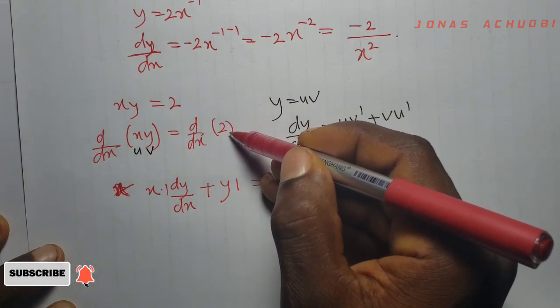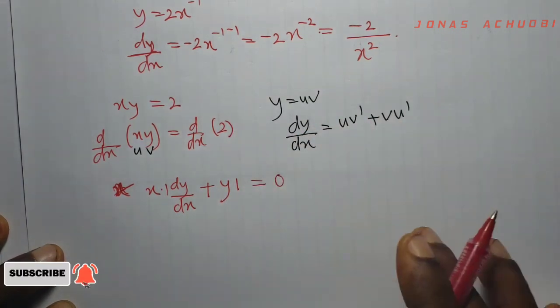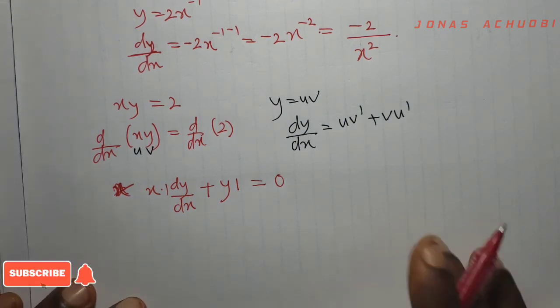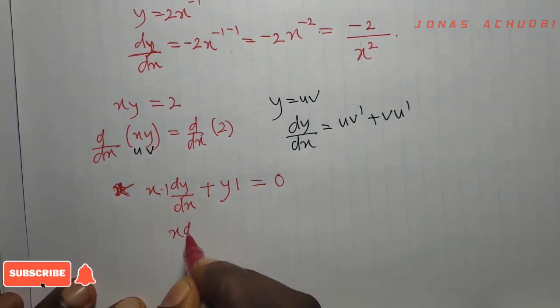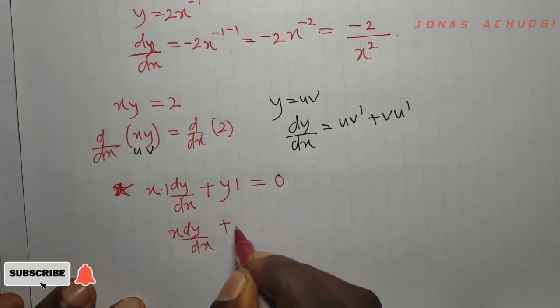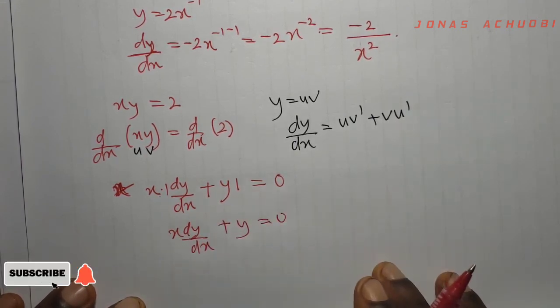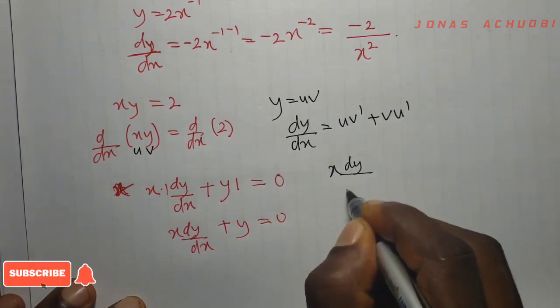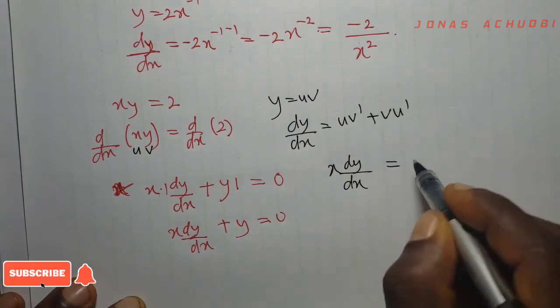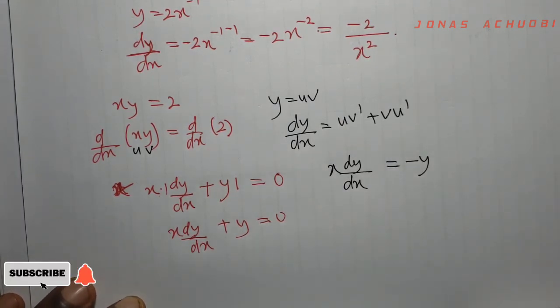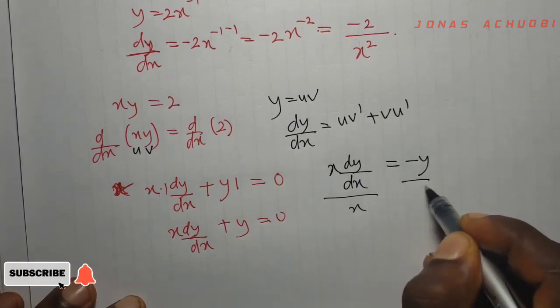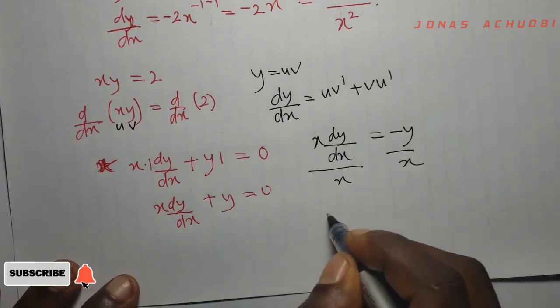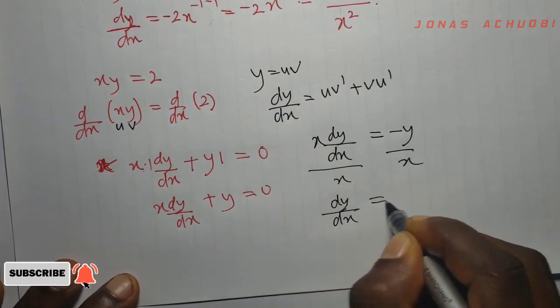2 is just a constant, and when we differentiate a constant, we get 0. So this gives us x dy over dx plus y equal to 0. And what we want is dy dx. So we make dy dx the subject of the equation. This gives us x dy over dx is equal to, plus y becomes negative y on the right hand side. If we divide both sides by x, we now see that dy over dx is nothing but minus y over x.